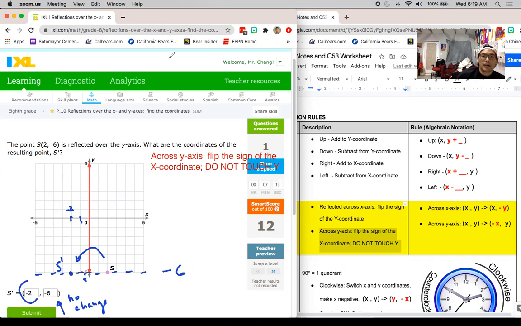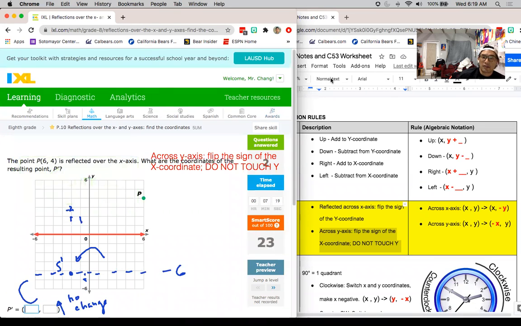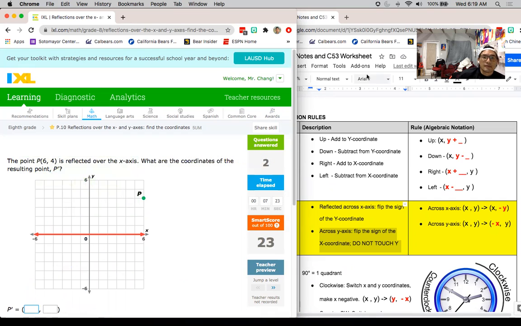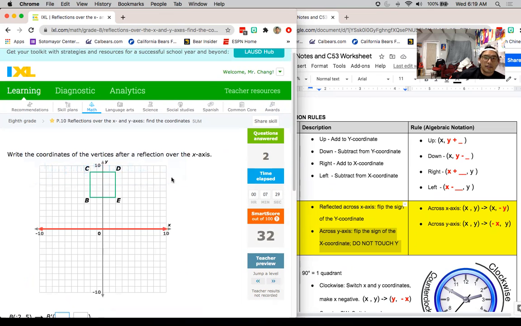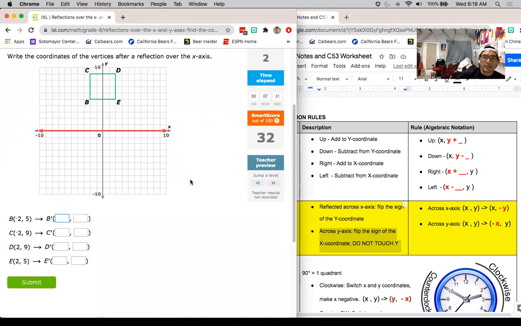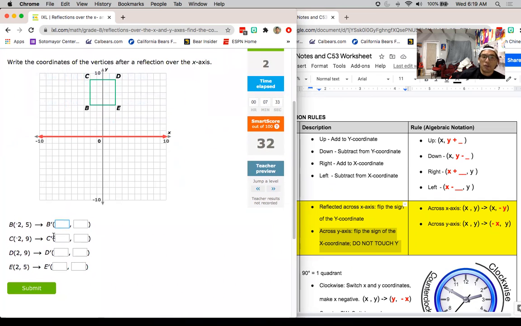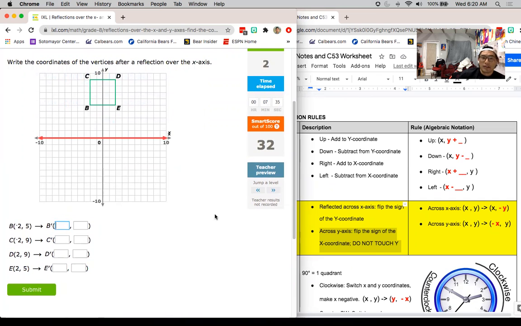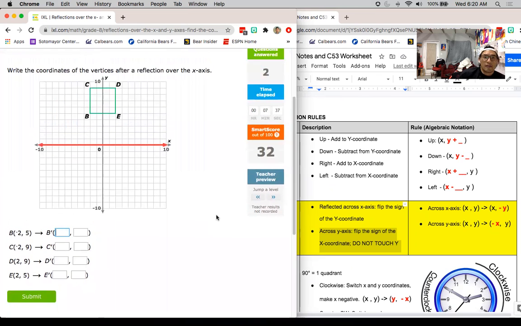So I'm done. I'm going to hit submit, and look at my smart score go up. Now, let's move forward to the next level. And now you're going to start to get shapes, and you're going to have multiple coordinates to do. So let's break this down really quick for you.